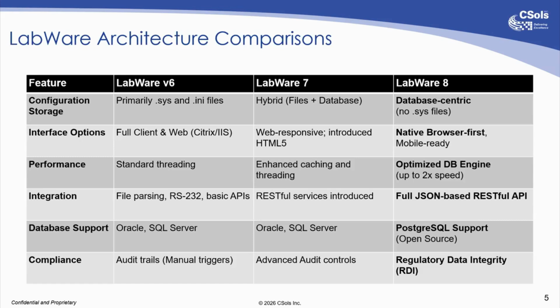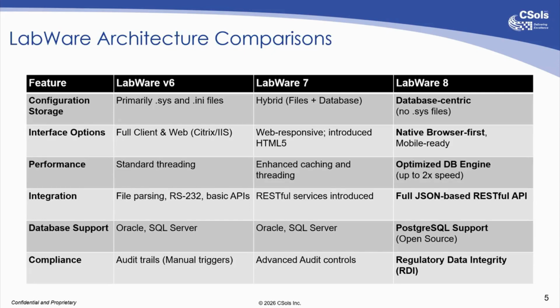And while LabWare V6 offered a web solution, it often felt like a wrapper around the full client. LabWare 7 made strides with a more modern web interface and the introduction of web services. LabWare 8 is built for the RESTful JSON world. It supports OWASP security enhancements natively for the web applications, making it far safer for external facing portals or global SaaS deployments.